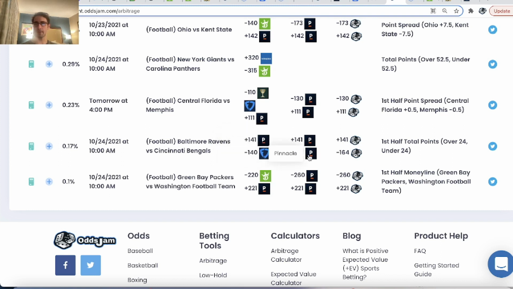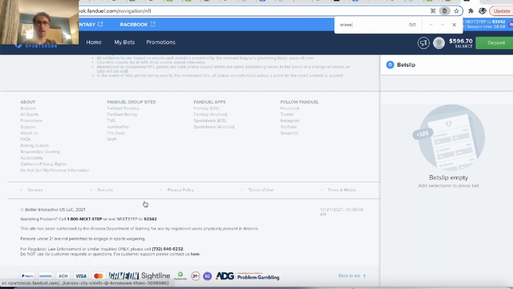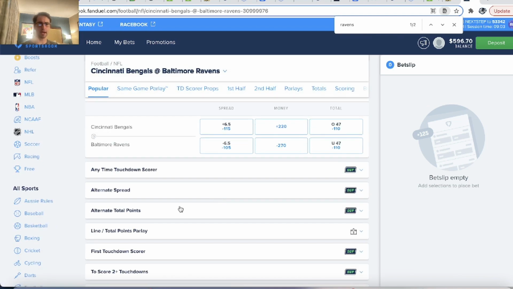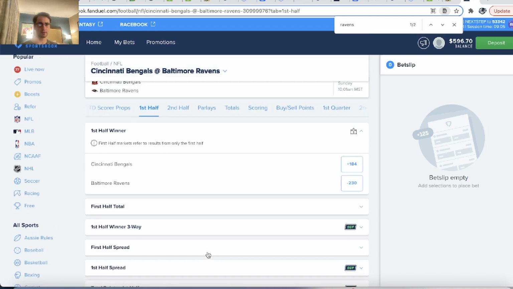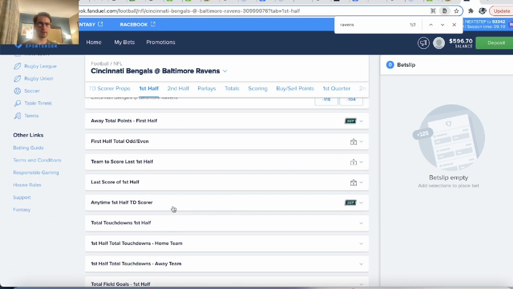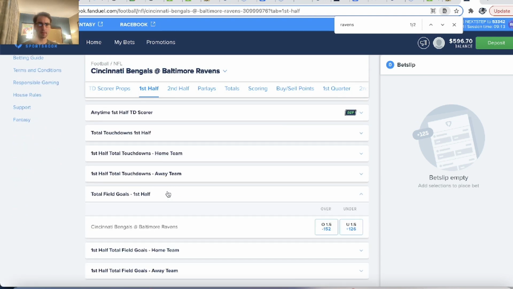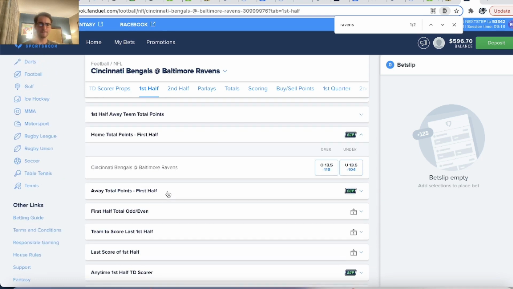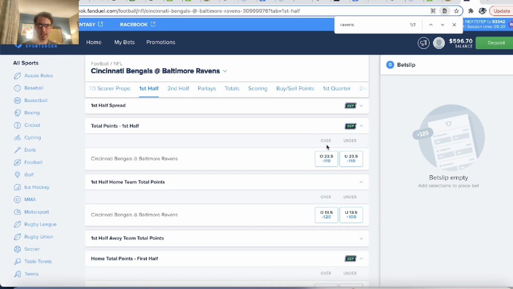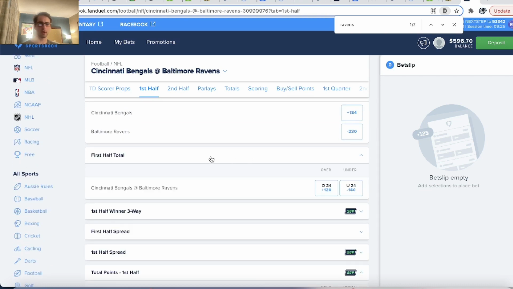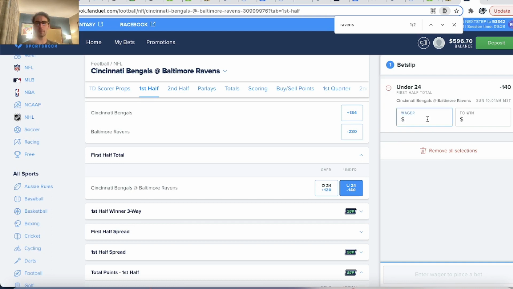So Pinnacle's all the way down at minus 164 for first half total points. So that's another bet I like. So we can type in Ravens. We can find this specific wager. So we're betting on first half, click on first half total points. And typically there's a few markets. I don't know if I'm going to be able to find it, or maybe they already moved the market and I was just too slow because I was talking. But it looks like what I see is first half total points under 23.5 minus 110. Oh, here we go, under 24. So first half total under 24 minus 140.